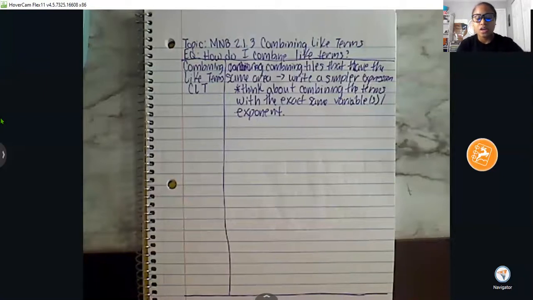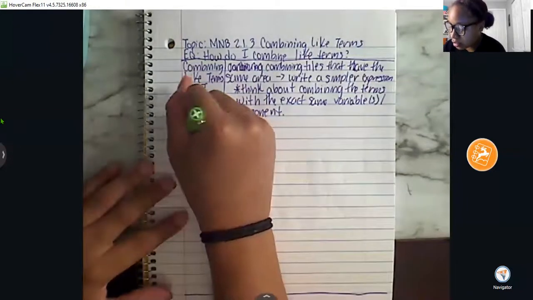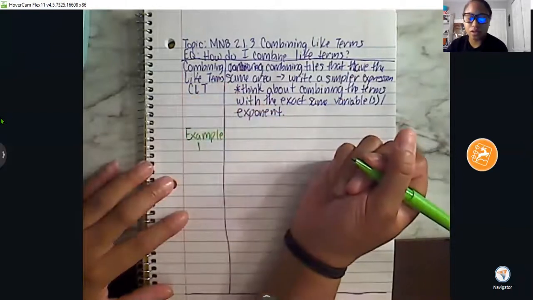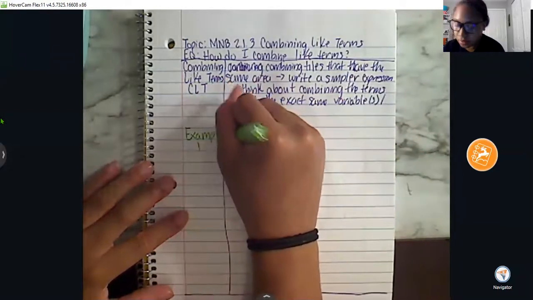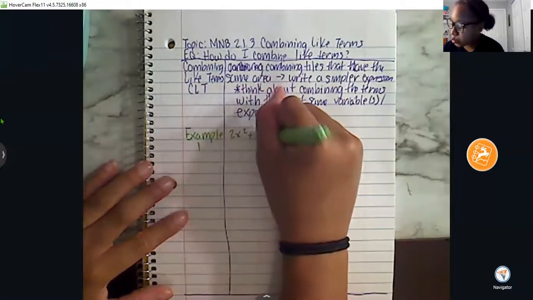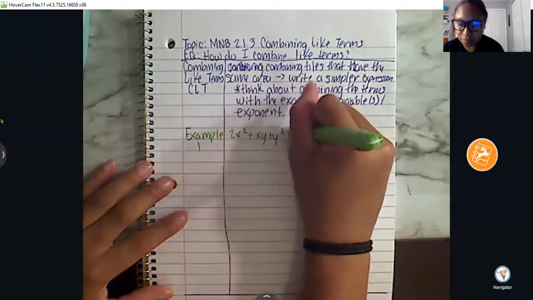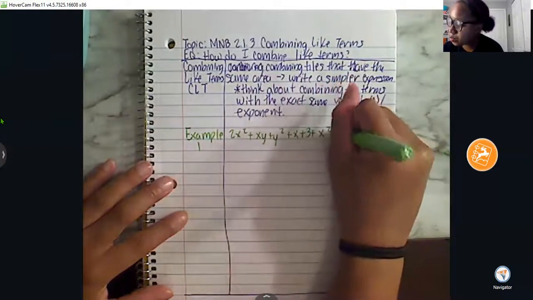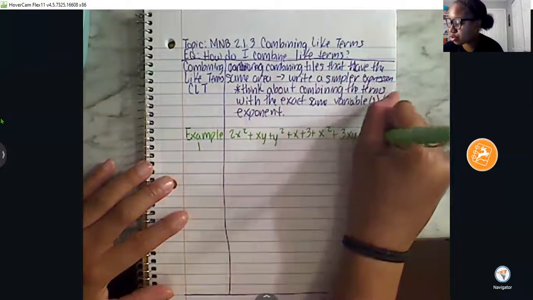So now we're going to do a couple examples. So what does this actually look like in practice? So example 1, let's pretend we have 2x squared plus xy plus y squared plus x plus 3 plus x squared plus 3xy plus 2.